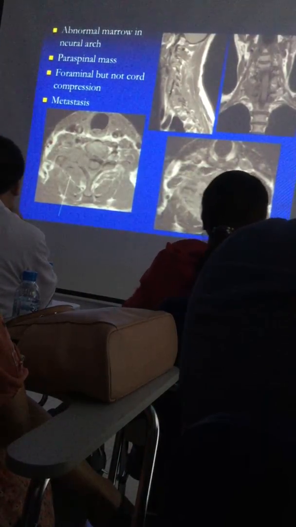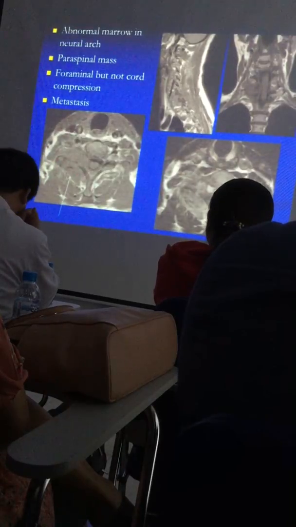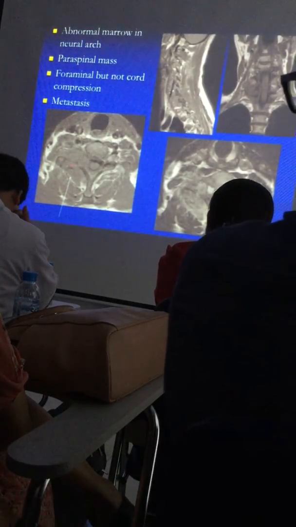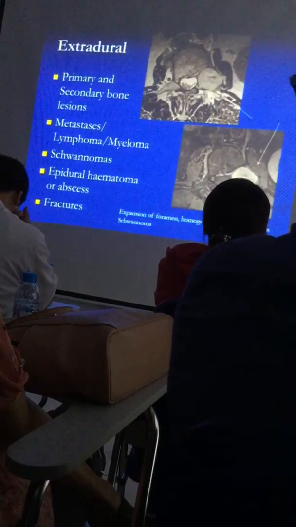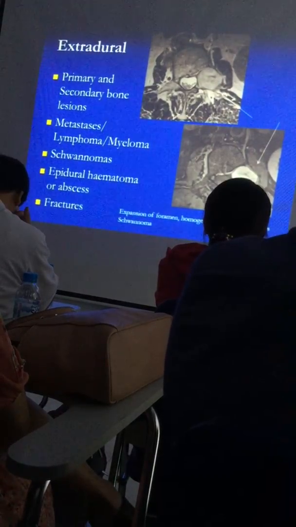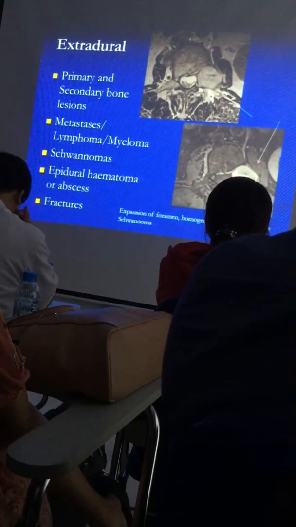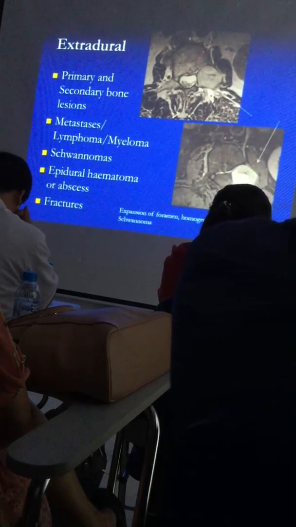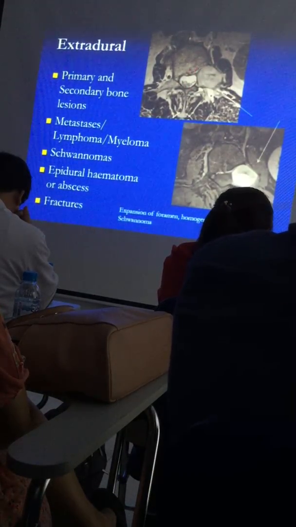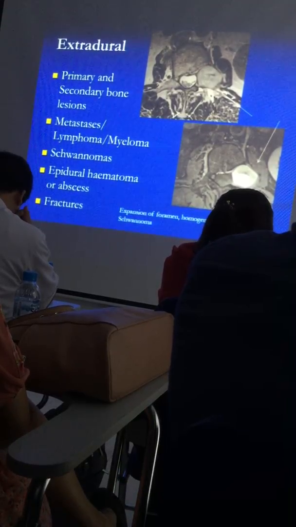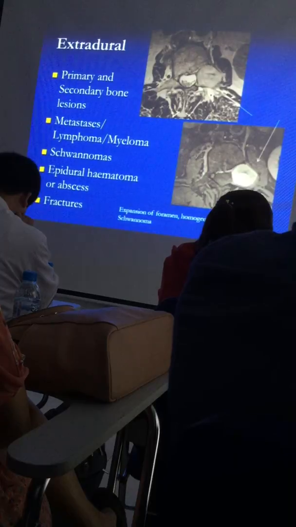So you can appreciate here again, this is destroyed here. There's no normal architecture left in the neural arch. If you compare that to this, where what we see here is still an extradural mass, because here's the dura here, it's outside the dura, but there's a well-defined, well-corticated margin here which is being pushed away and expanded rather than destroyed.